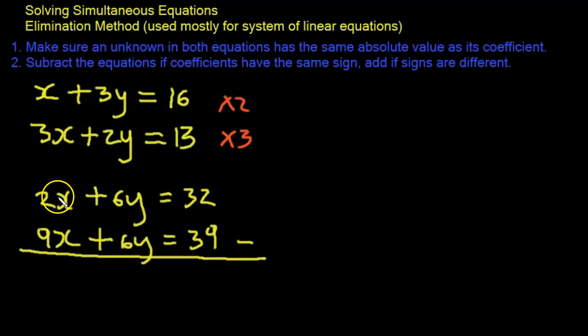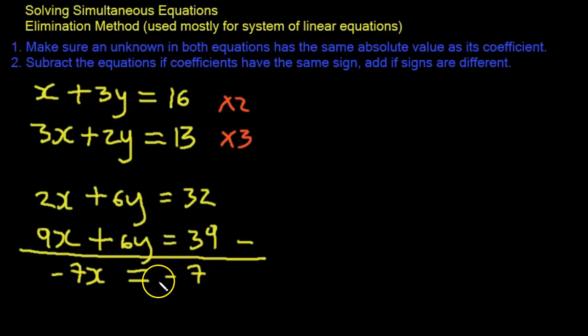So we're subtracting. So remember, term above minus term below. So 2x take away 9x. What's 2 take away 9? 7. So that's minus 7x. 2 take away 9 is minus 7. 6y take away 6y. And this is the reason why we call this method the elimination method. Notice the y is eliminated now, so to speak. 6y take away 6y, that's 0, zilch, nought. And 32 take away 39, that's minus 7.